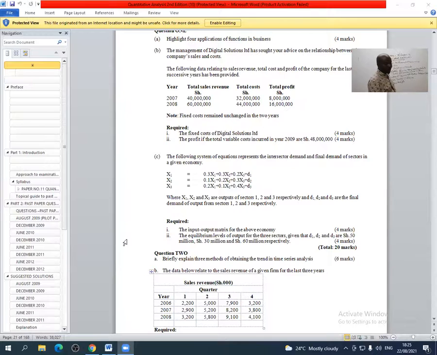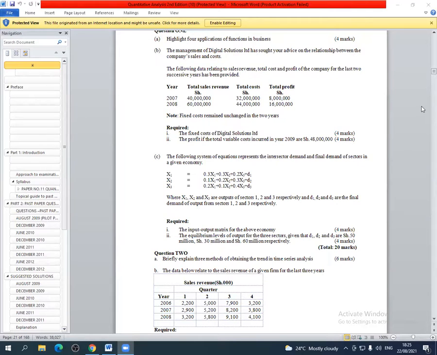Now look at part B of this question. The management of Digital Solutions Limited has sought your advice on the relationship between the company sales and the costs. The following data relating to sales revenue, total cost, and the profit of the company for the last 2 successive years has been provided.